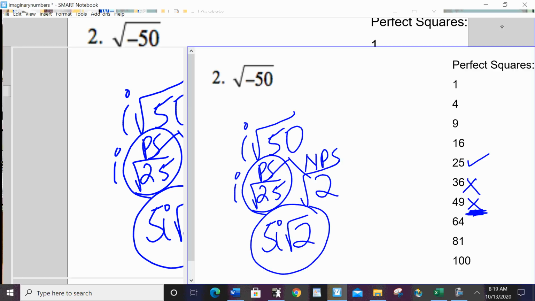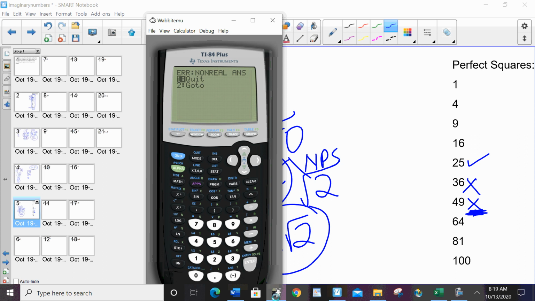So how I would use the calculator trick in this example is I would go to y equals, I would do 50 divided by x. I go to my table, and then 25 is the largest perfect square that goes in. Again, you have to have this list to refer to.